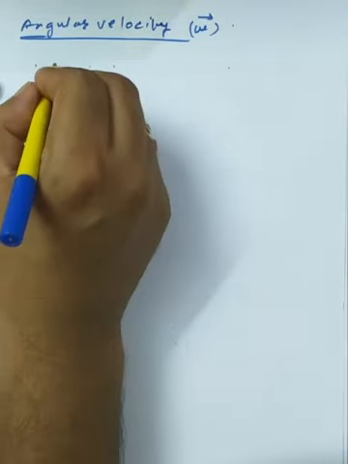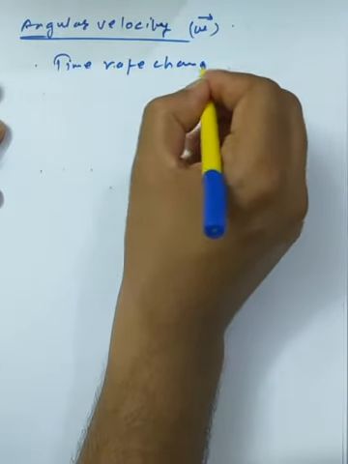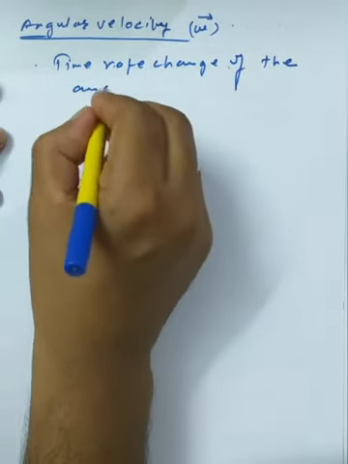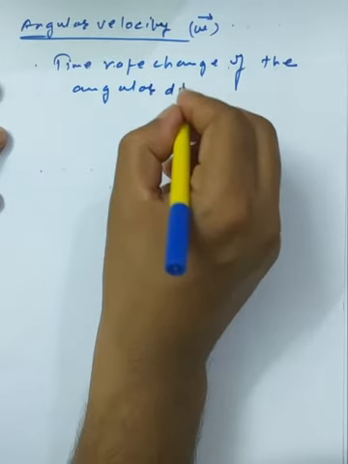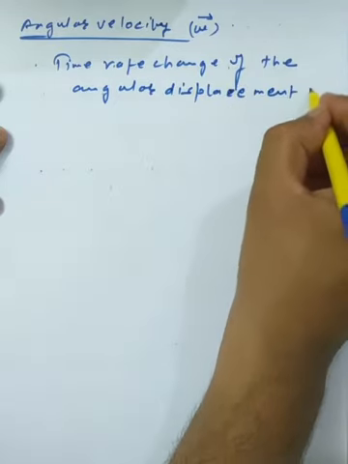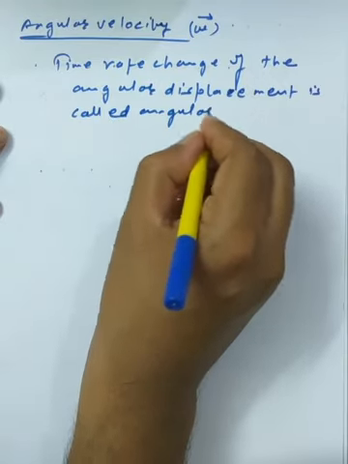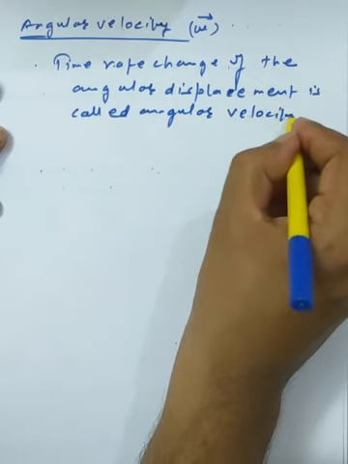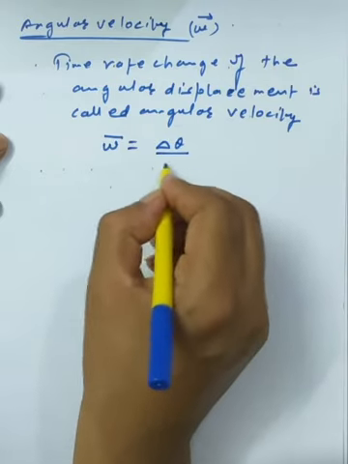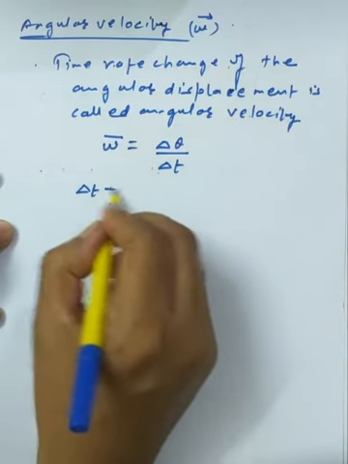Now angular velocity is called the time rate of change of the angular displacement. So we are making the concept of the average, so we are just assuming delta theta upon delta t. Okay, so somehow we are approaching the time interval delta t tends to 0.